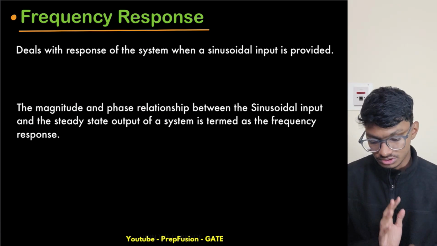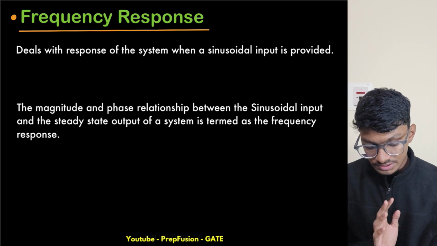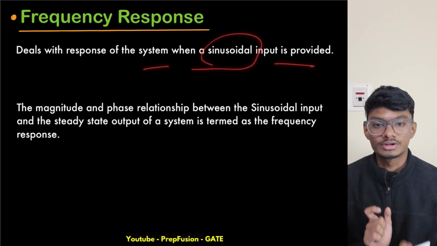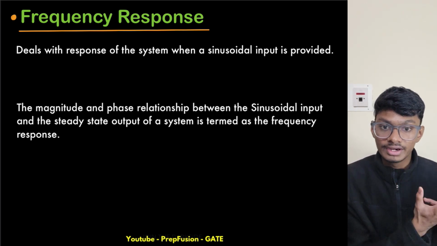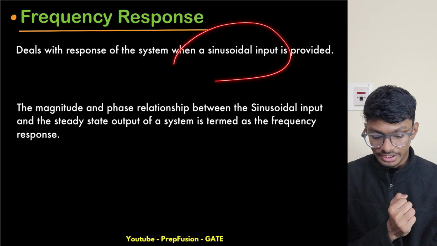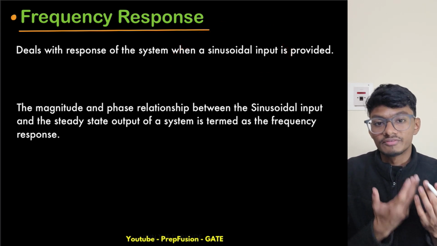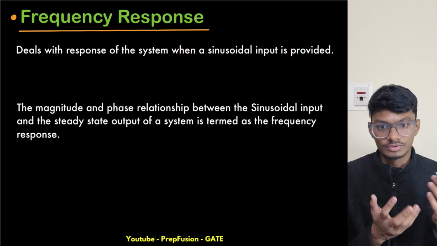Frequency response basically deals with the response of the system when a sinusoid input is provided, right? If the input is a sinusoid, the response that we get is known as the frequency response. Why? Because a sinusoid is basically a function of frequency, right? It has some frequency omega.